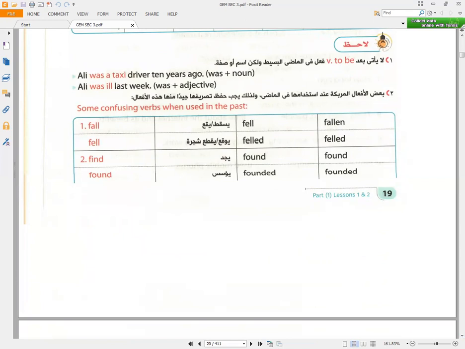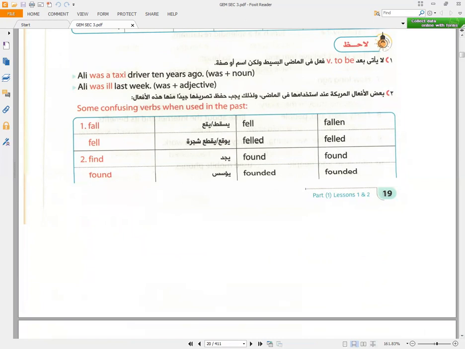We use, of course, the passive form in past simple, verb to be in passive form, or we use it to describe something in the past. Ali was a taxi driver 10 years ago. Ali was ill last week.